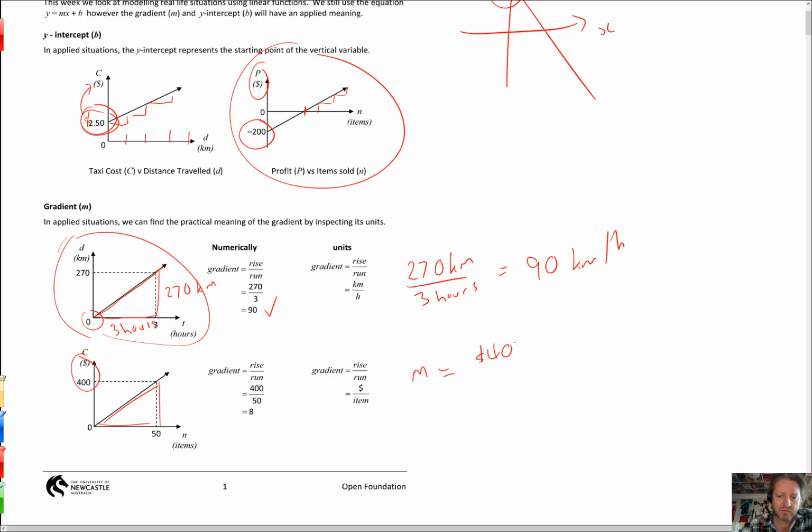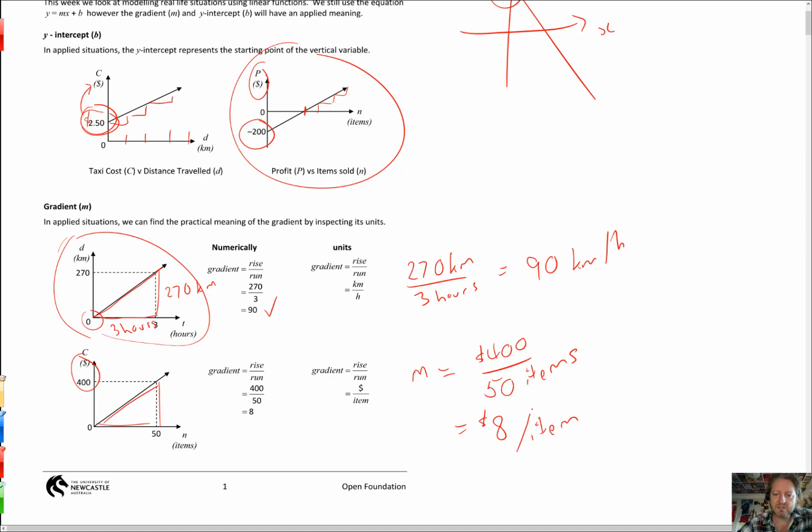So the rise is $400. The run is 50 and the units is items. Okay, 50 items. What's $400 divided by 50 items? Well, 400 on 50, clearly that's an 8. 8 times 50 is 400. And the units are dollars per item.